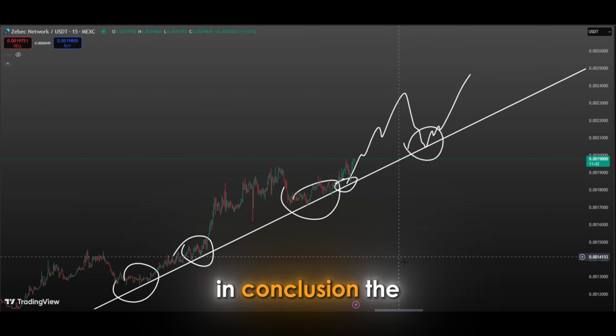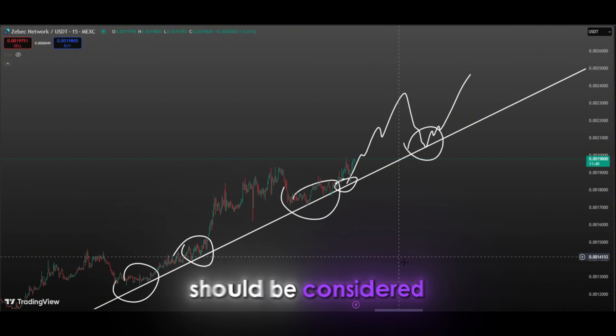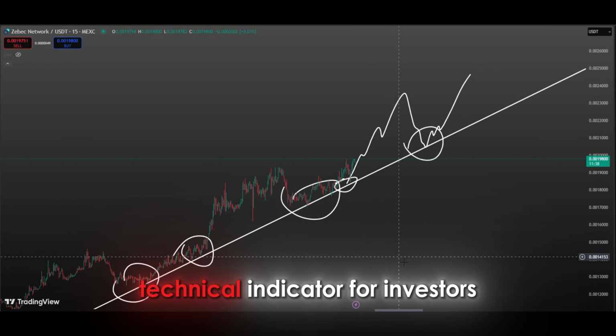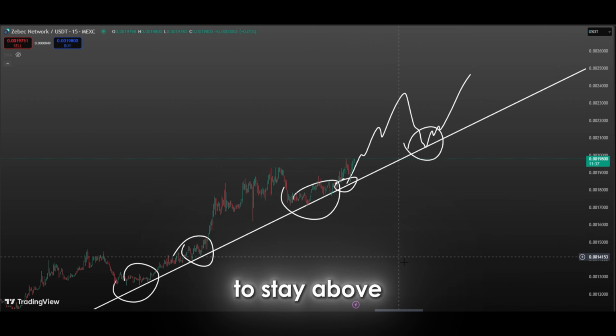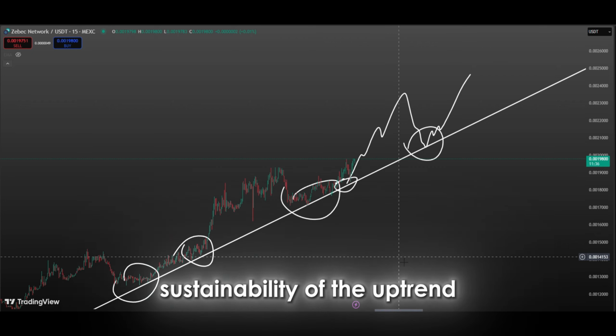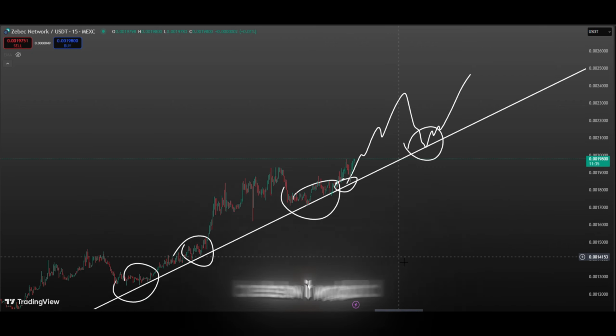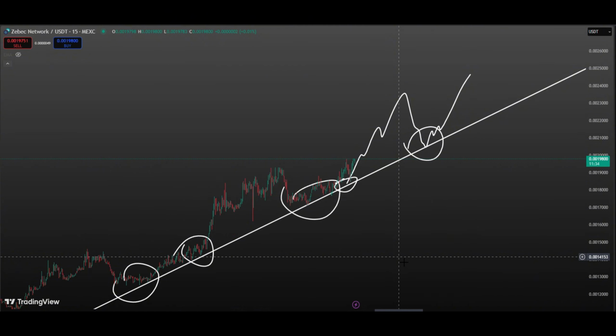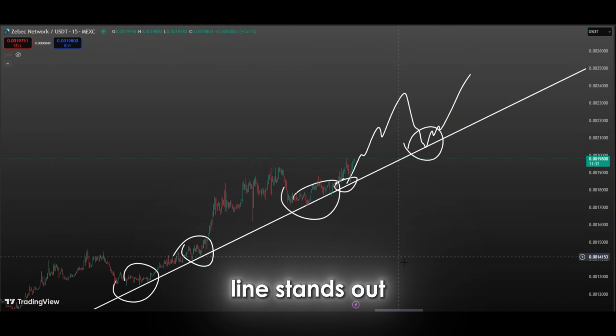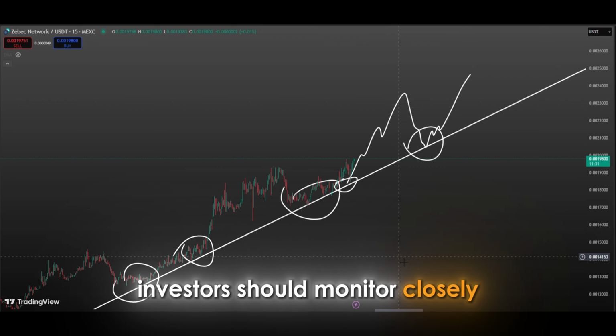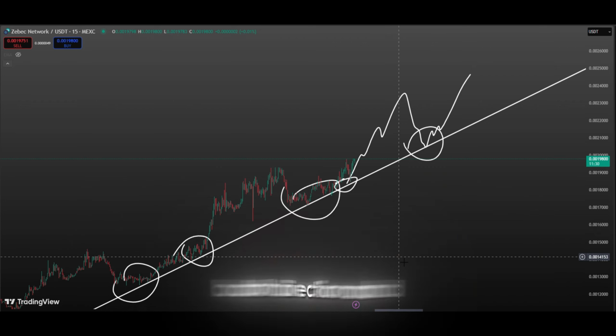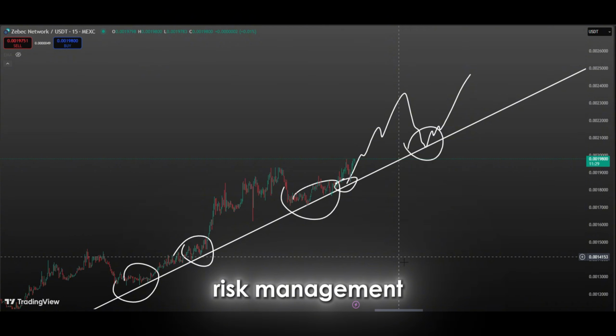In conclusion, the existence of an ascending trend line that has been tested 4 times should be considered a highly valuable technical indicator for investors. As long as the price continues to stay above this line, it signals the sustainability of the uptrend, while a break below it would warrant caution. Therefore, the trend line stands out as one of the most critical levels that investors should monitor closely in terms of both direction and risk management.